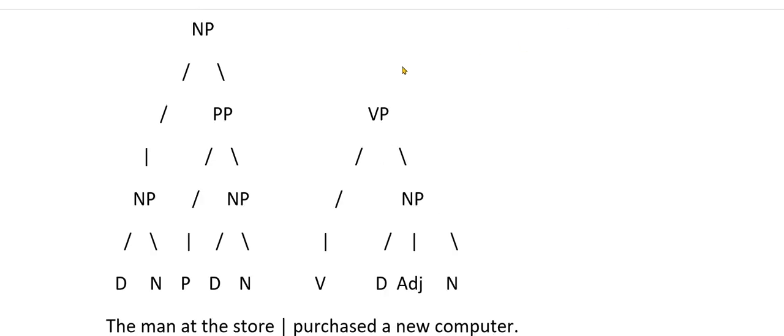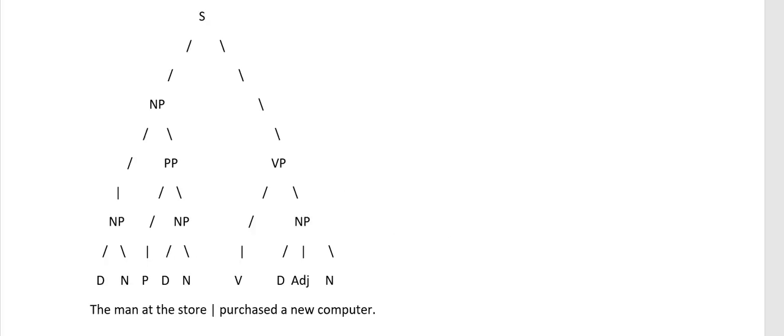In this step, I'm going to complete the noun phrase, the subject. So the noun phrase divides into a noun phrase and a prepositional phrase. Finally, the subject breaks into a noun phrase and a verb phrase. So the noun phrase, as we can see in the structure here, divides into a noun phrase, which is the man, and a prepositional phrase, at the store. The verb phrase breaks into a verb and a noun phrase.